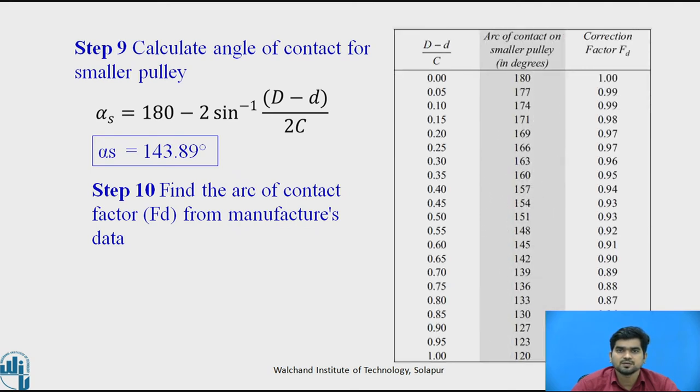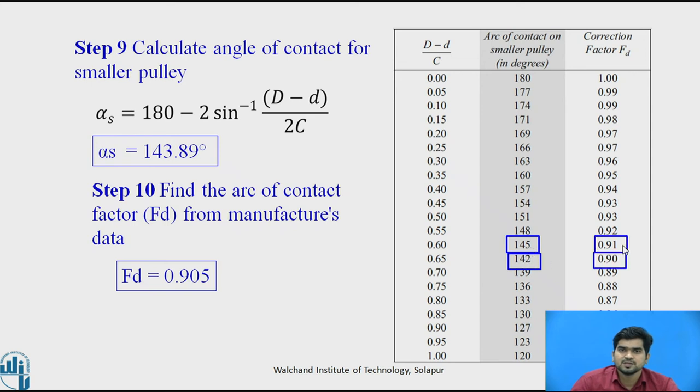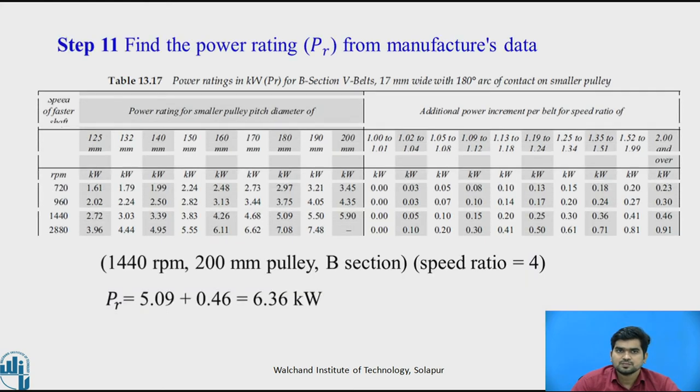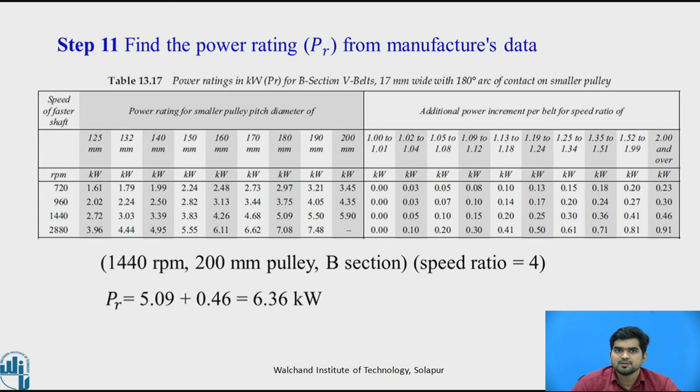So you have to find the arc of contact factor FD from the manufacturing data book. This is a table from the manufacturing data book. Calculate the value of FD. We are getting the value of FD as 0.905. If you observe, alpha s is ranging between 142 and 145, so the factor should be between these two values. So you can consider the factor as 0.905.